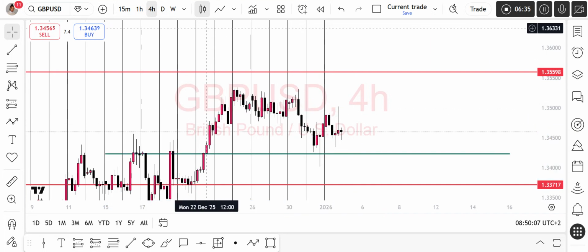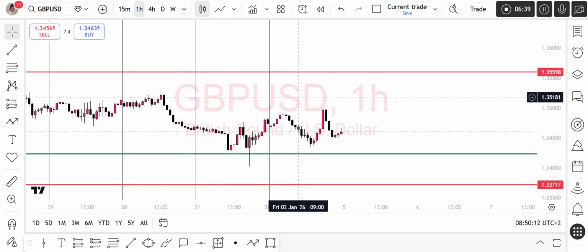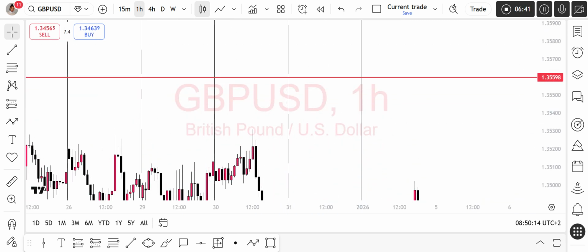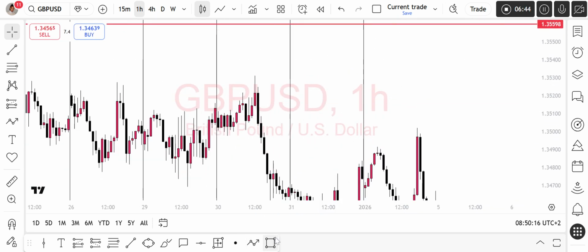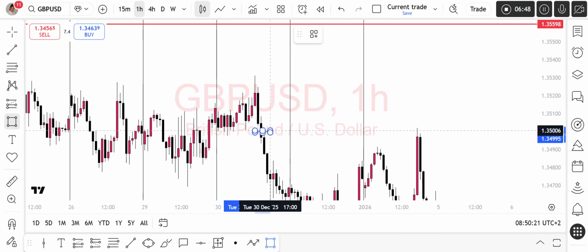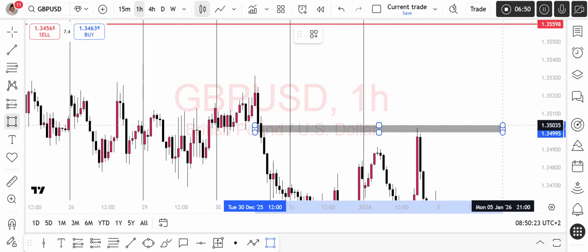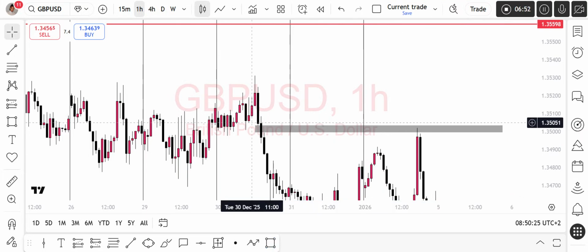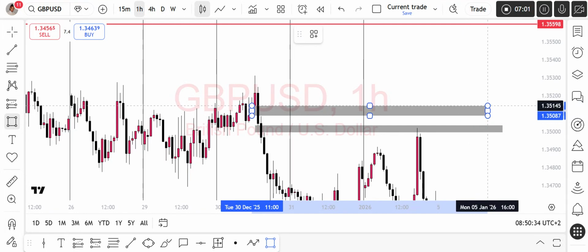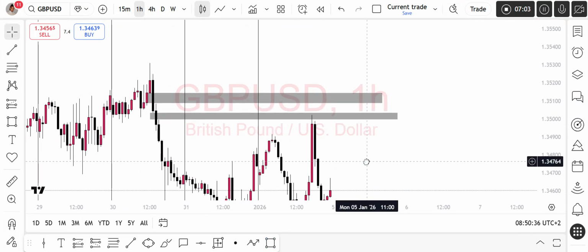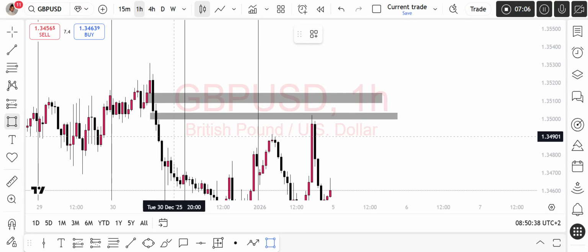Cool. Now we're gonna go down to the 1 hour. Let's look for fair value gaps on the 1 hour. So I have been experimenting with fair value gaps. Sometimes I get them wrong, sometimes I get them right, but it is cool. Okay, it is cool. Now this is dope. This too is cool, and so on and so on.